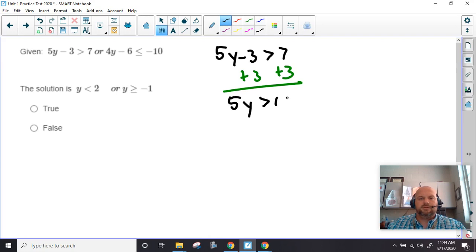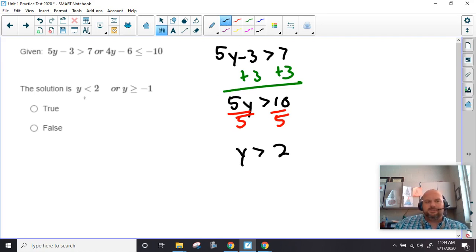5y is greater than 10. So y is greater than 2. This is y is less than 2. No. It's got to be true for both of them. So this one's actually false. Remember, pay attention to what you're doing.